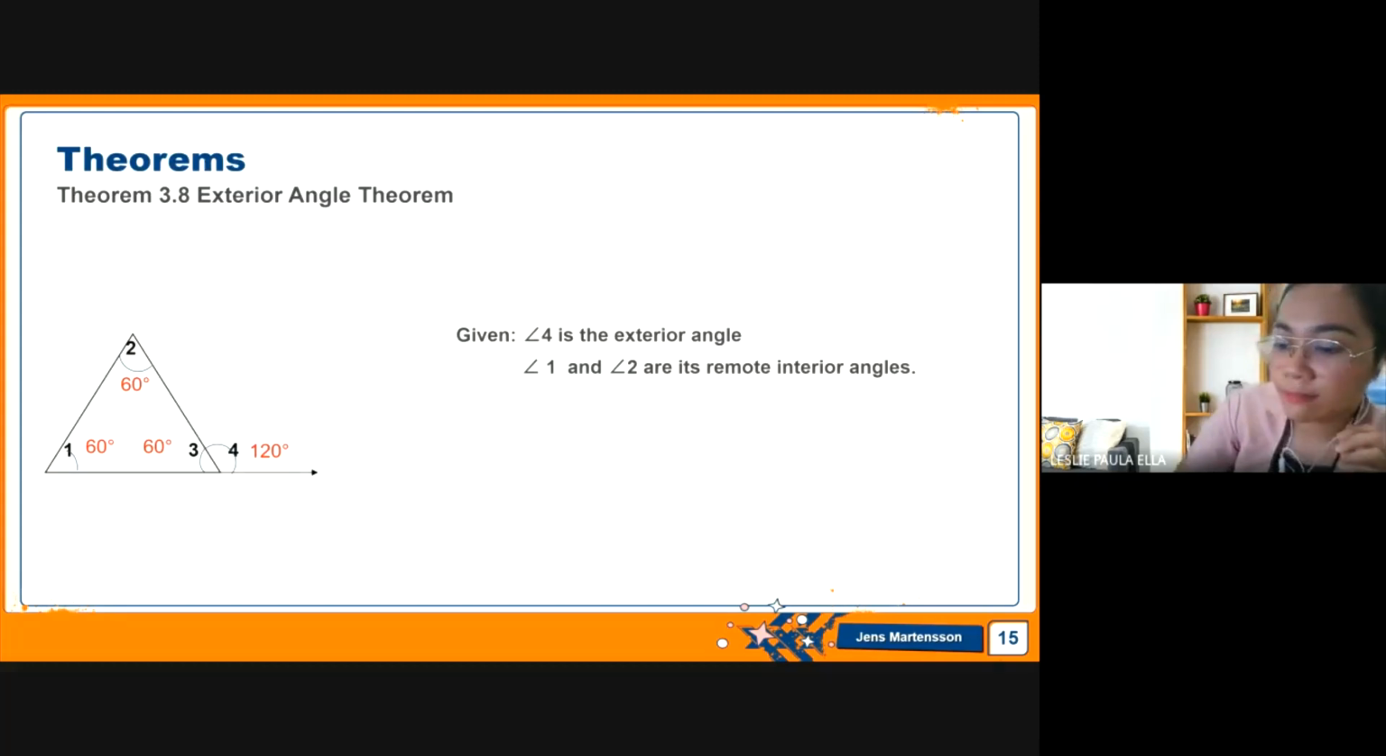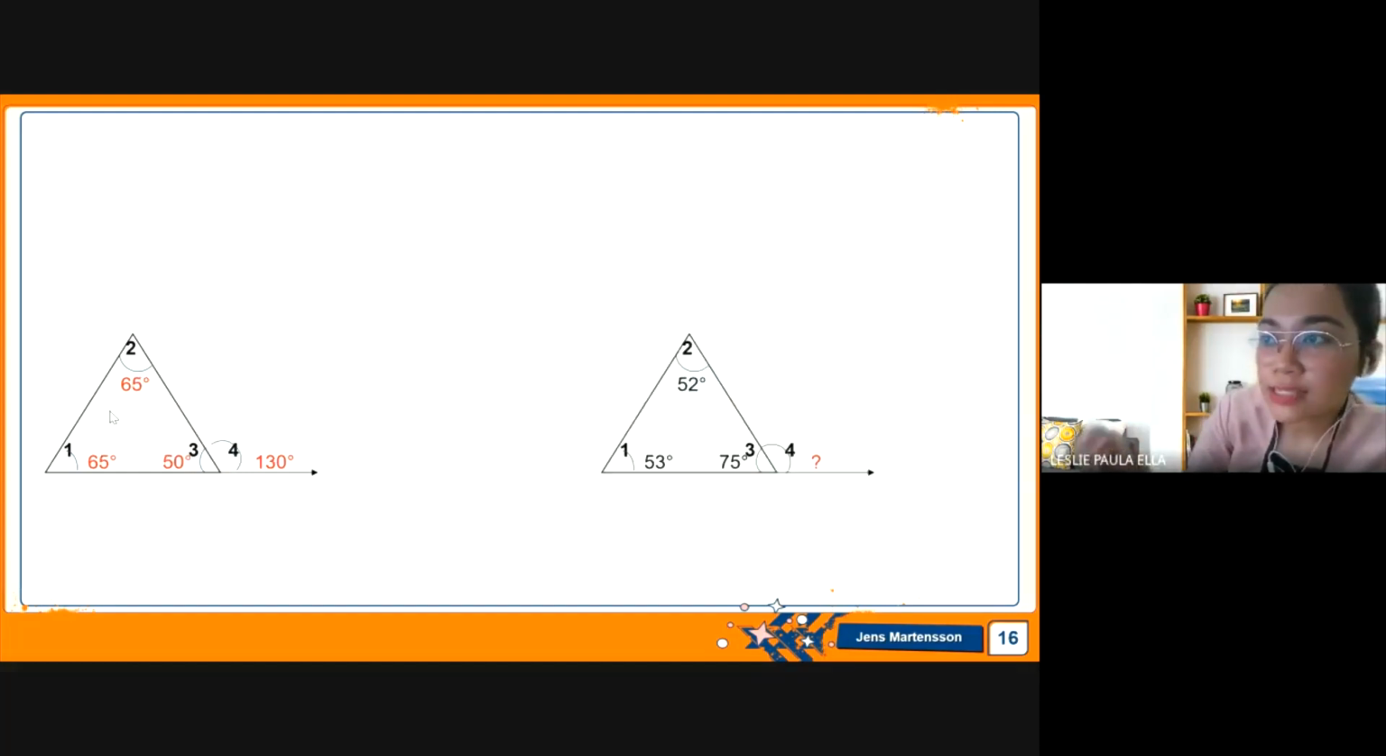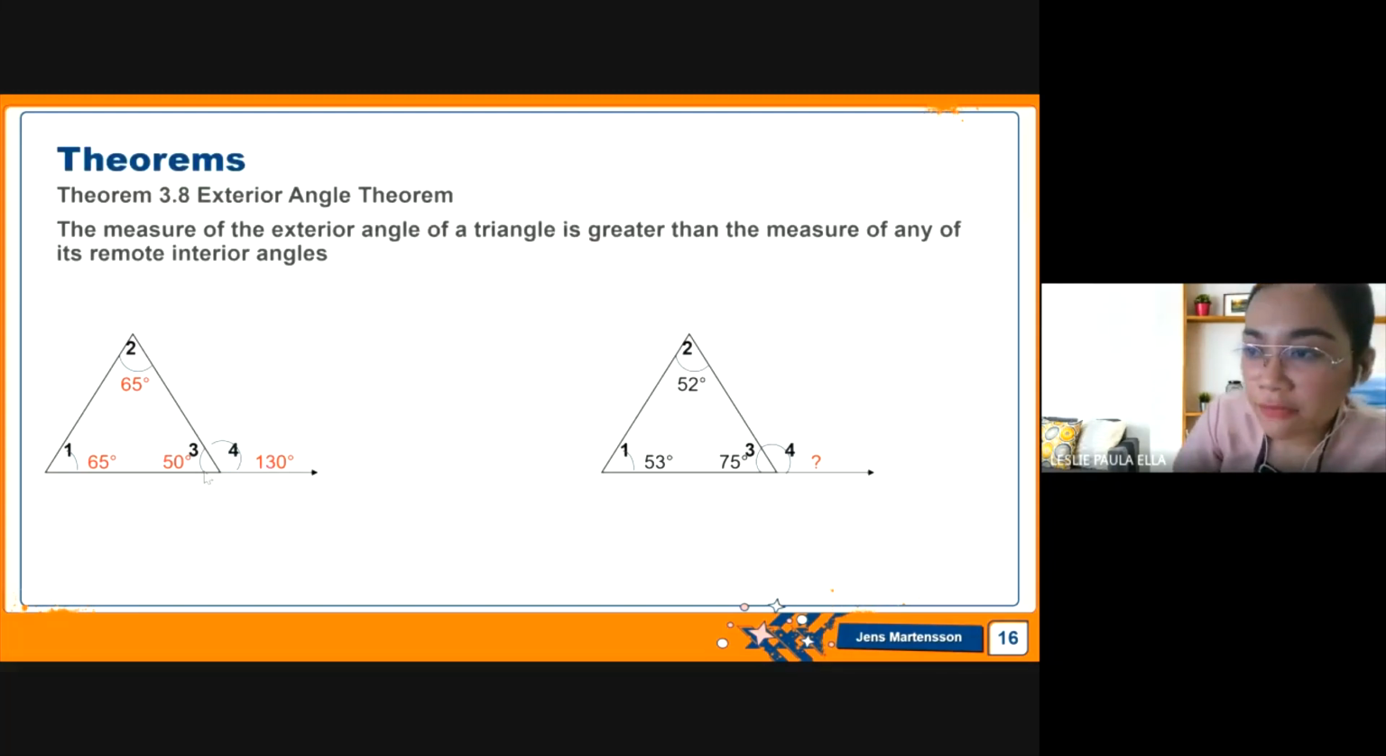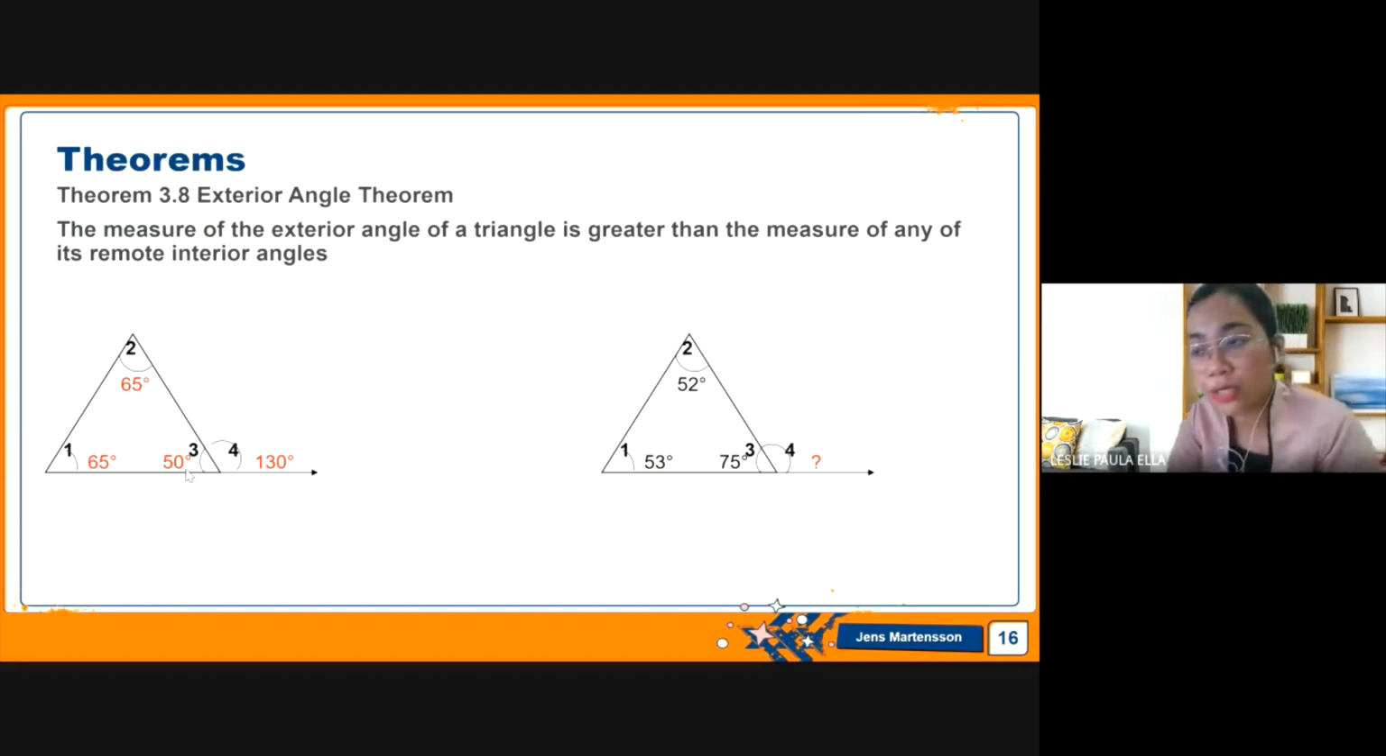So in this given, we need to prove that angle 4 is greater than angle 1 and angle 2. How are we going to prove that? Simply, as I have mentioned earlier, if angle 3 and angle 4 have the sum of 180 degrees, all you have to do is subtract from 180 the given degrees. If the given is 3, then you subtract its value from 180. And if the given is 4, you also subtract it from 180.